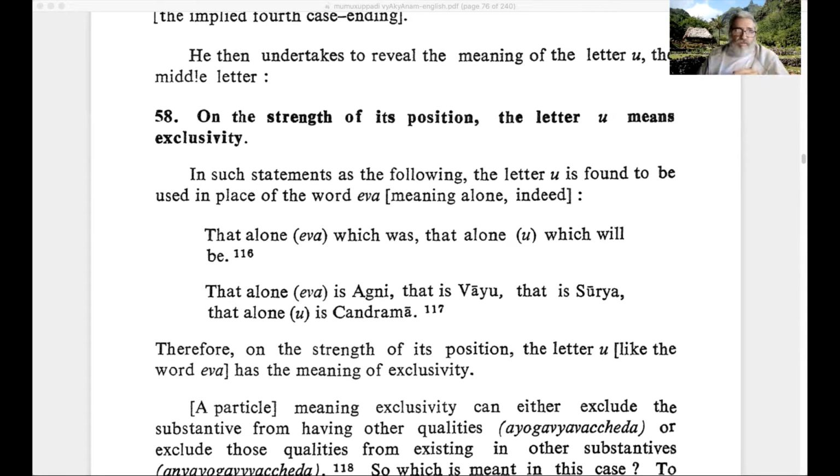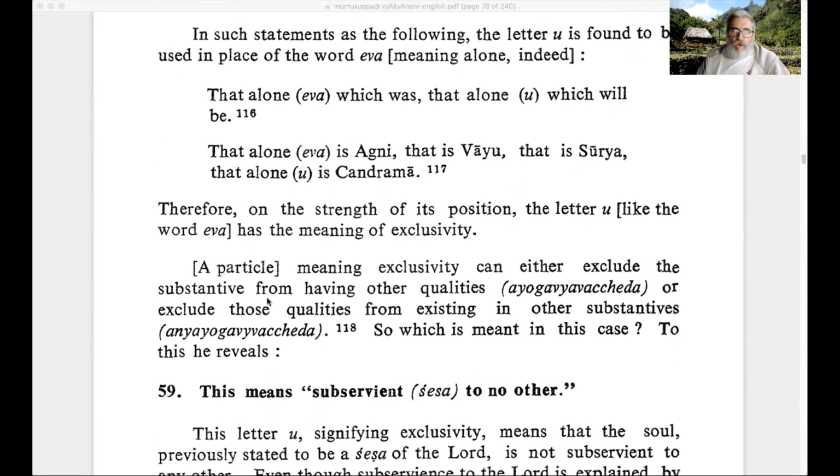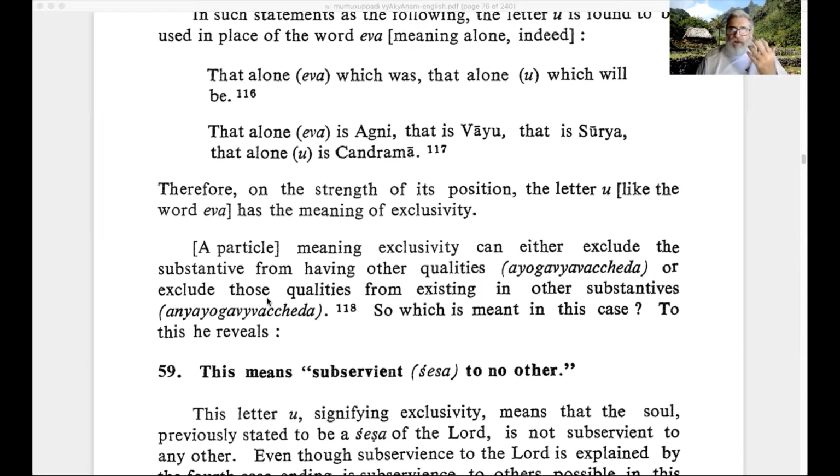The second quotation is also from Mahanarayana Upanishad 1-7, and it says, that alone. The term that here refers to the Supreme Brahman, the Supreme Personality, Sriman Narayana, the most spiritual personality. So the first one was that alone, eva, which was; that alone, which will be.